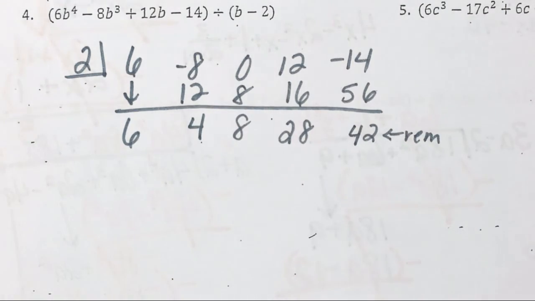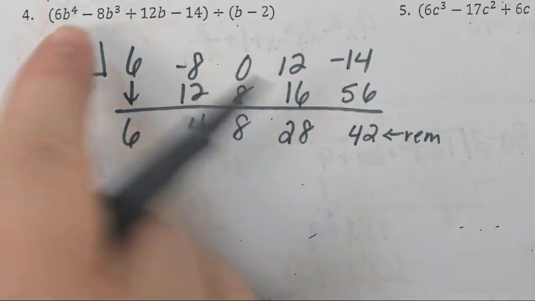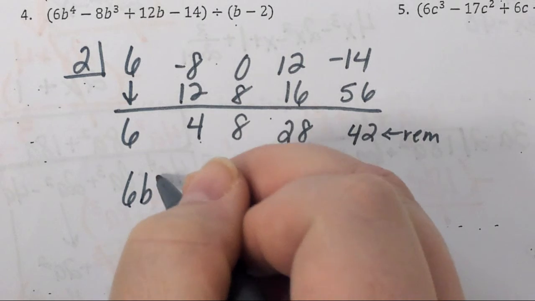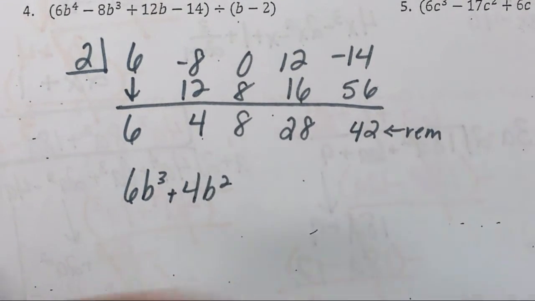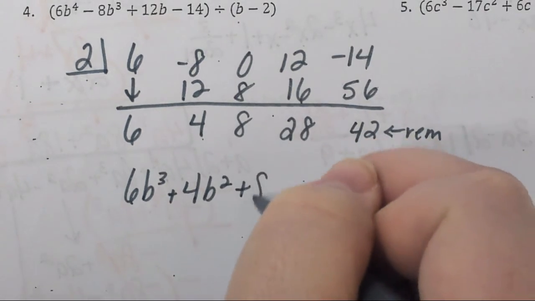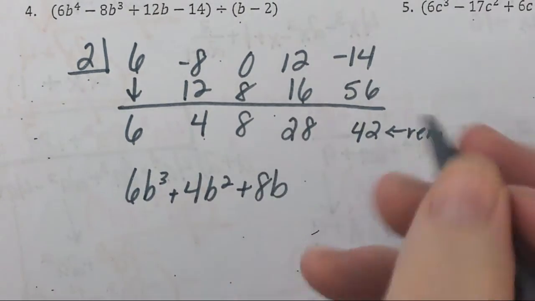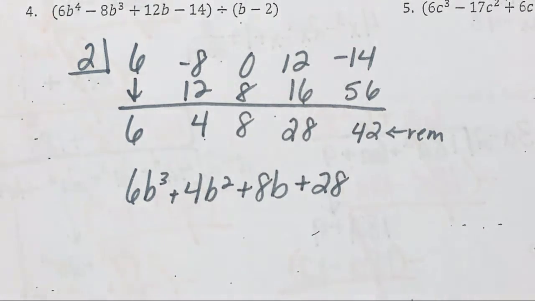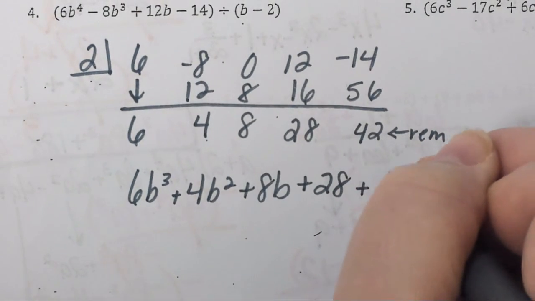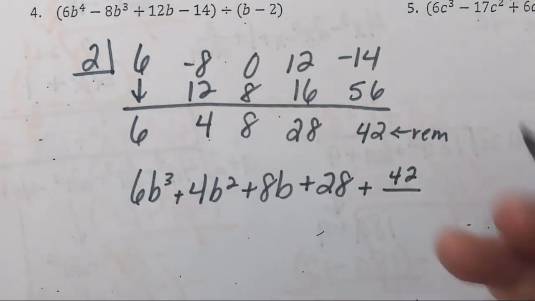So when I write my answer, I drop down one exponent. So it was b to the fourth. My answer is going to be b to the third for the first term. Then 4b squared for the second term. 8b for the third. Plus 28. And then you're like, what about the 42? Don't forget that is the remainder. So 42 over what we're dividing by, which is b minus 2.